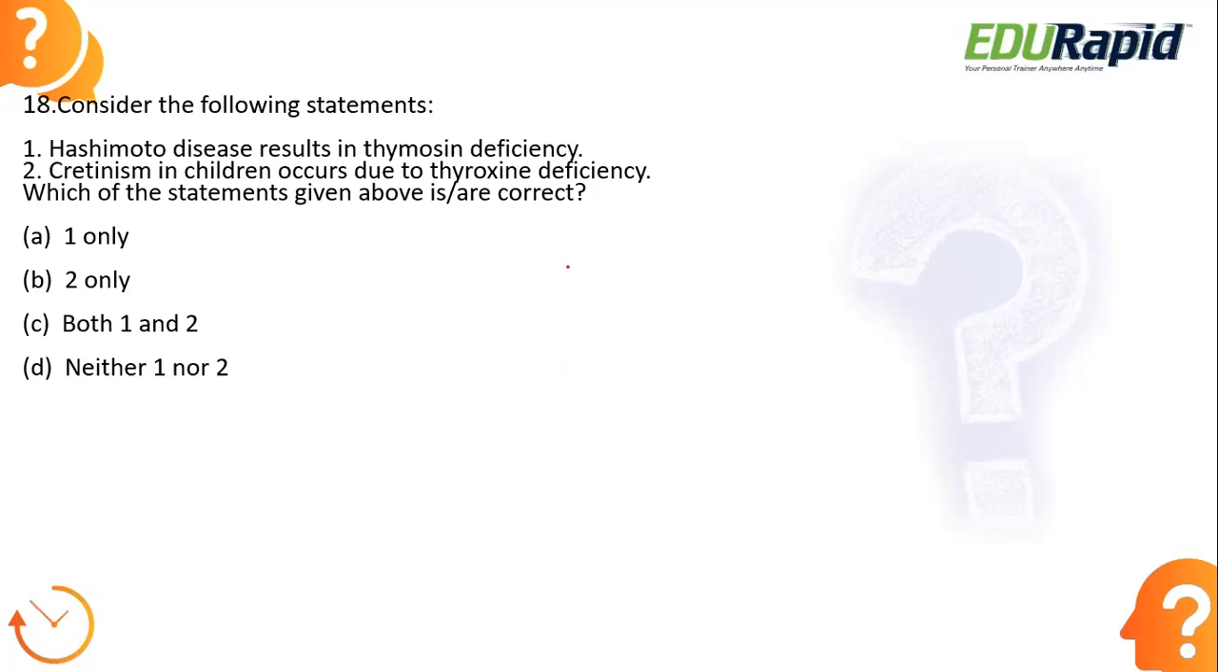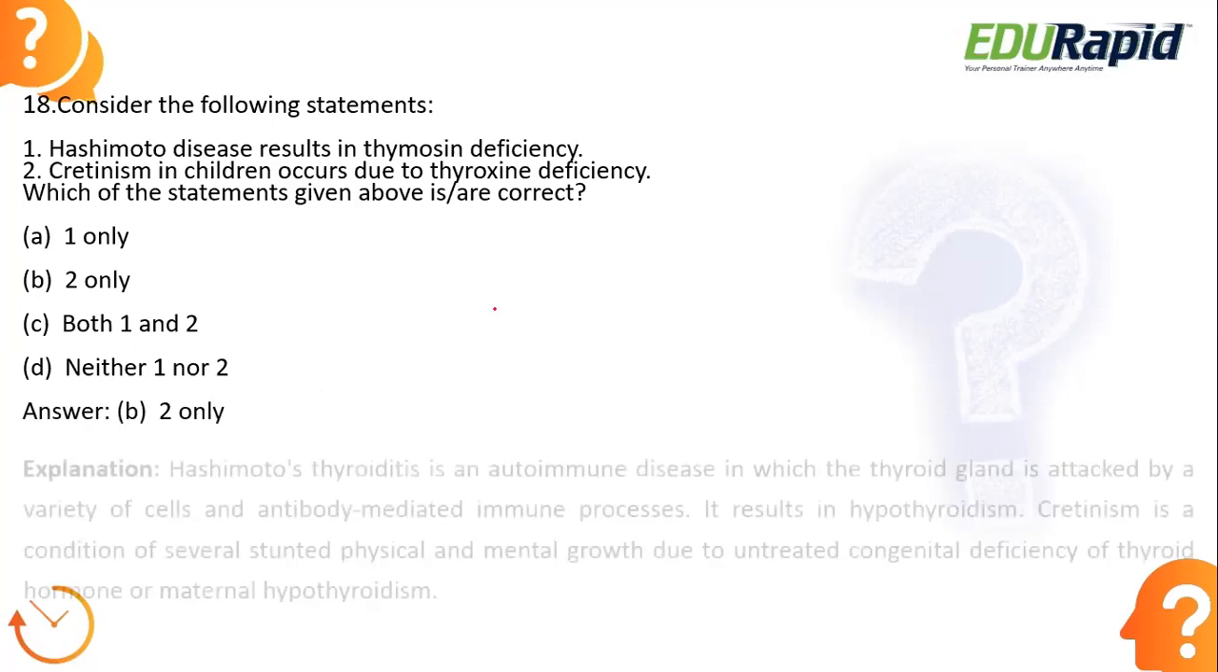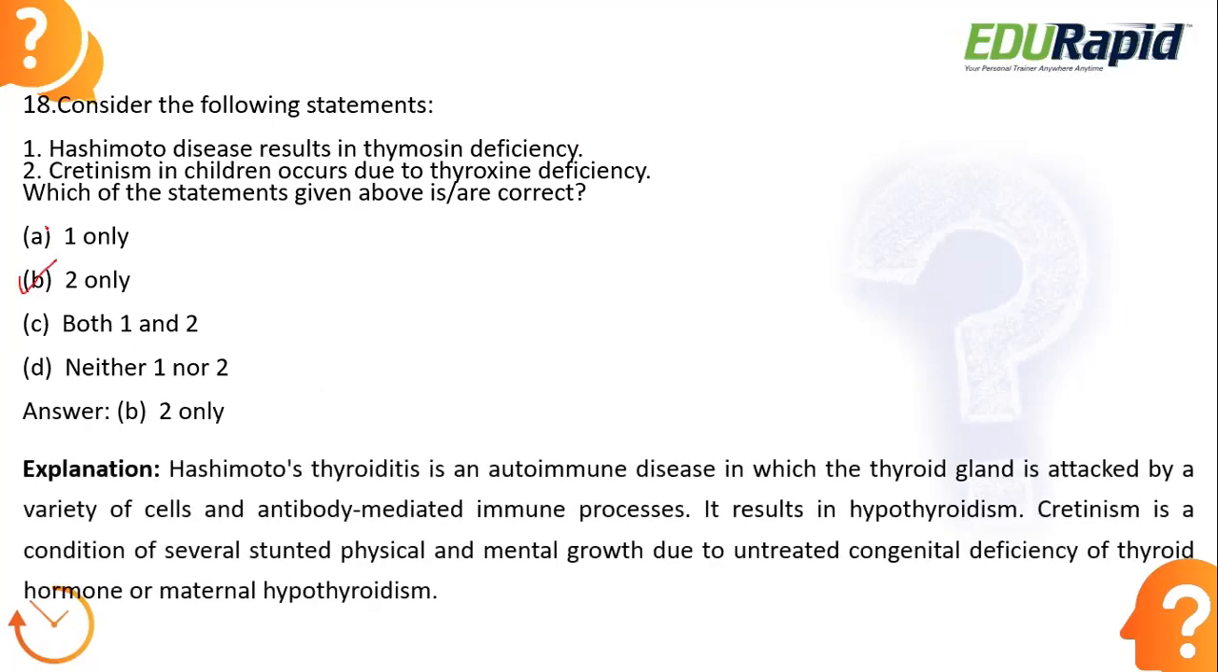Okay, now let us look at the right answer here. The right answer is option B, 2 only. When we look at these two statements, the second statement is correct, because thymosin is a hormone secreted by the thymus gland, but we are concentrating on the thyroid gland, which is present in the neck region of an individual.